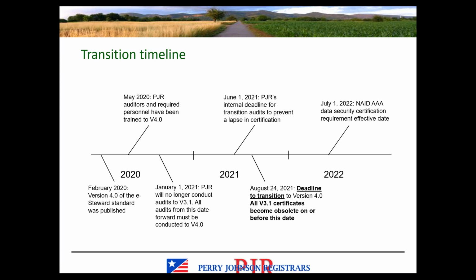Further out on this timeline as well, just another date to keep an eye on. We'll talk about this later in the presentation, but July 1st of 2022 is a deadline within the e-Stewards requirements for version 4 to obtain NAID AAA data security certification. So we will be monitoring that date as well. As it gets closer, all e-Stewards organizations will be required to obtain NAID AAA data security certification in order to continue to be e-Stewards certified. So that won't be until 2022, but certainly something to keep an eye on in terms of planning, assessing how that will impact your system and getting the ball rolling in advance of that deadline.